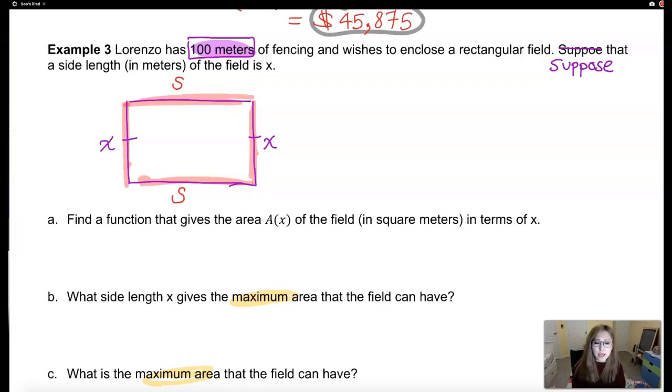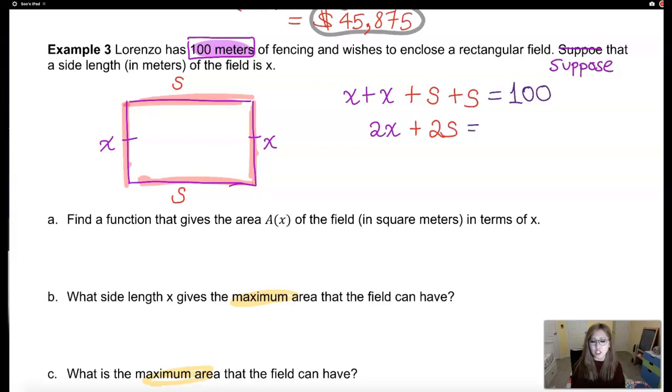So I will set up an algebraic expression here, okay? If you add up x plus x, the two sides on the left, and if you add up s plus s, the two unknown sides, that must equal 100, and 100 is how much he has. If he had 200 meters, the right side number would have been 200. Let me combine some like terms here. x plus x is 2x, s plus s is 2s. And that makes perfect sense, doesn't it? Because we have 2 of each side.